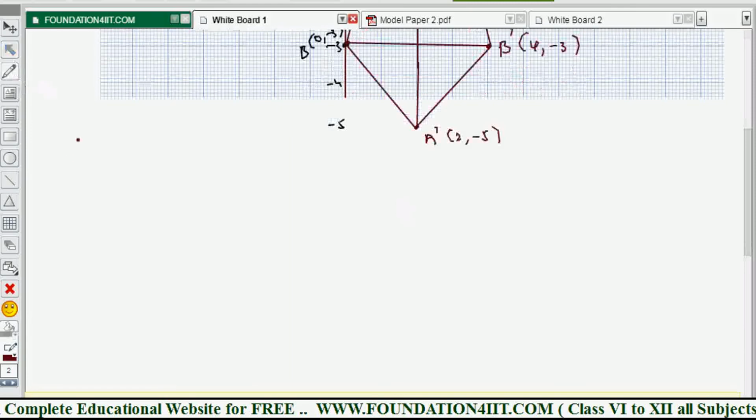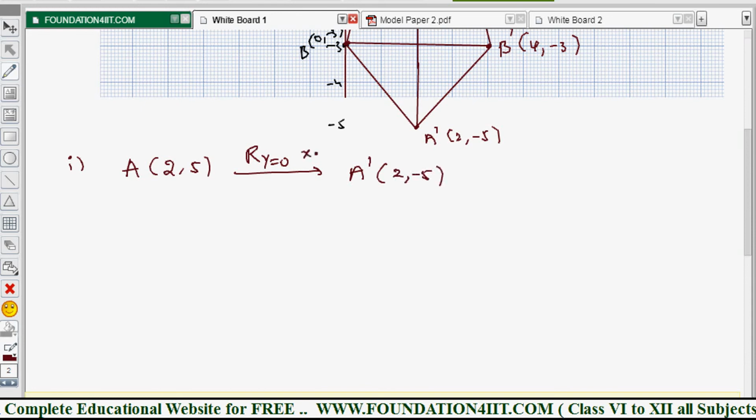Now from this all, the first one is A(2, 5). That is reflection on y = 0, that is the x-axis. X-axis means A' is (2, -5). So y = 0 means x-axis. Then, therefore, the equation of AA': x = 2, because it is parallel to the y-axis.